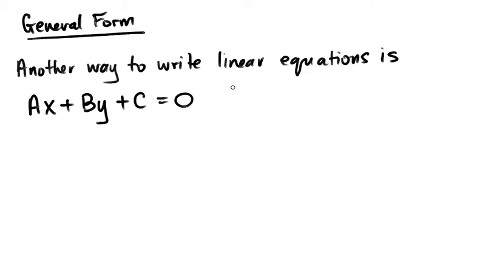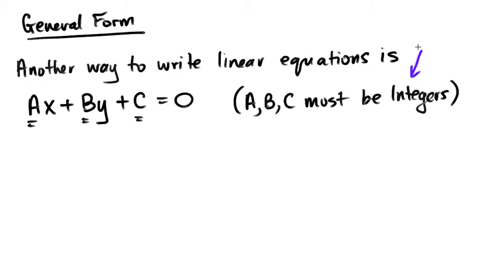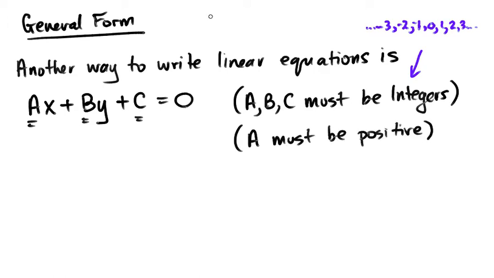And there's a bit of a condition on this, because these numbers a, b, and c must be integers, and an integer is a positive or negative whole number like these numbers. And also there's one other condition, is that the a value, the first value, needs to be positive. This might look a little bit complicated, but it's actually pretty easy to work with.